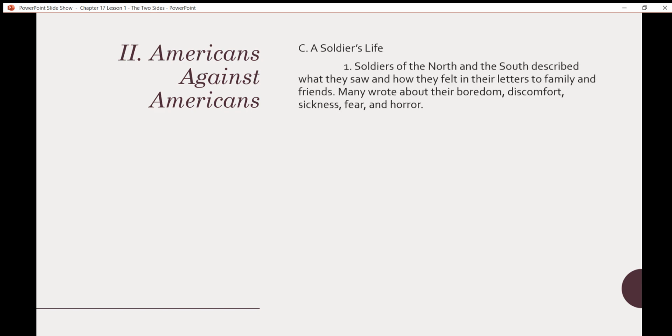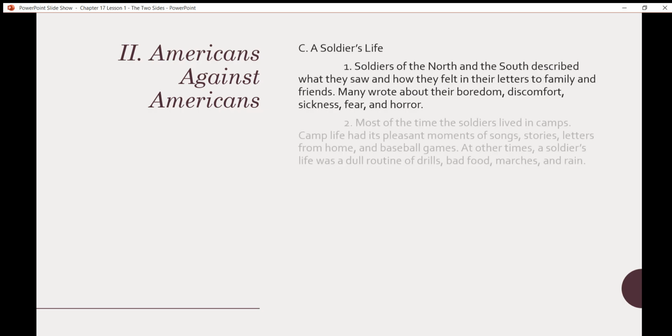So, in the life of a soldier, soldiers of the North and the South described what they saw and how they felt in several letters to family members and friends. A lot of these letters are still accessible, and you can read many of them on the internet. If you go onto the National Archives website, archives.gov, there's an abundance of letters that you can read from soldiers of both the North and the South. In many of those letters, they wrote about their boredom and discomfort, and also about the sickness, fear, and horror of being in the midst of this war.